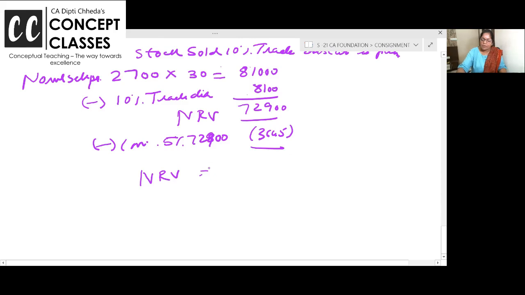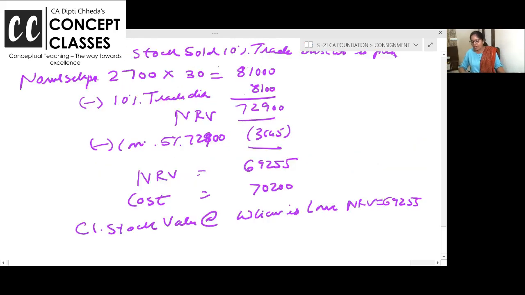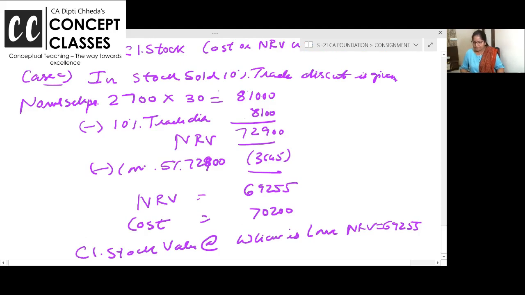So what is the reverse NRV? NRV 69,255. And what is the cost of the goods? Cost आपको मालूम ही है कितना है? 70,000. Closing stock is valued at whichever is lower. Obviously NRV you will take, 69,255. आप पूरा लिख लो. I will re-explain again. Write down, all of you. I will re-explain if required.